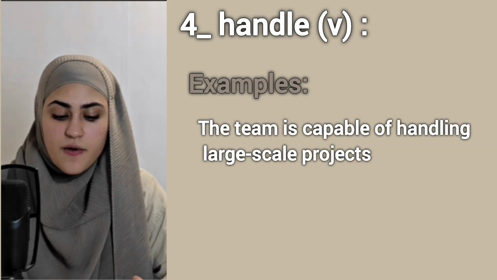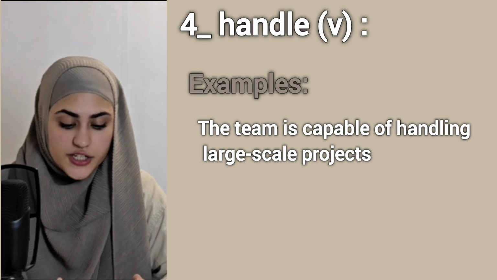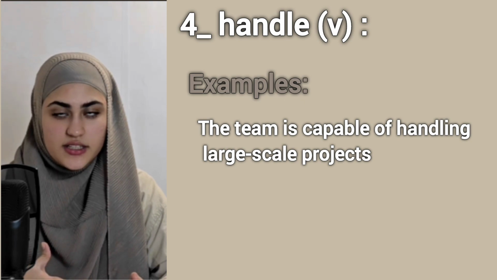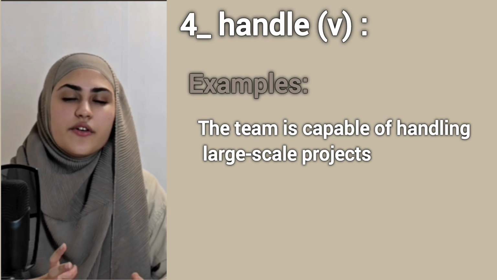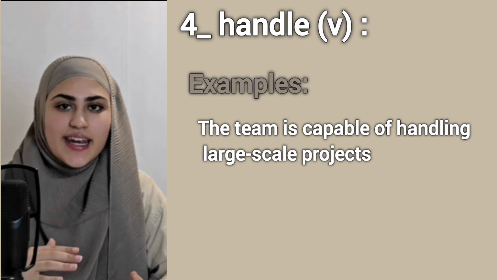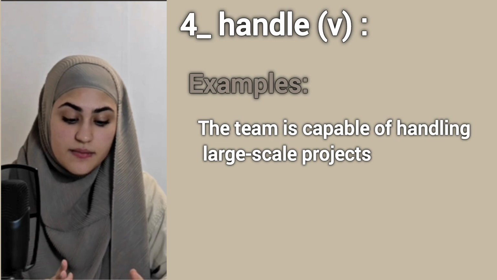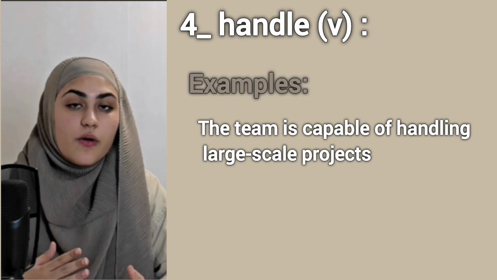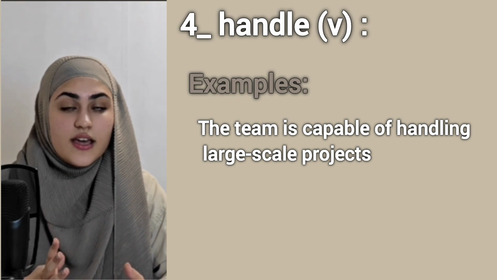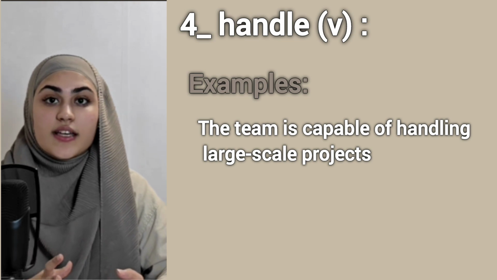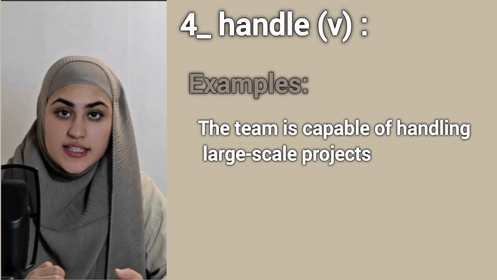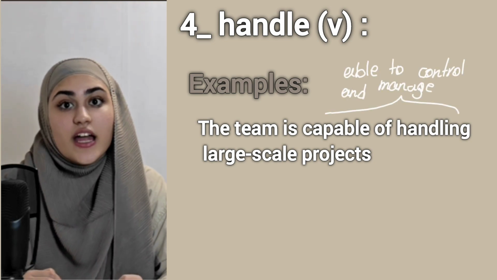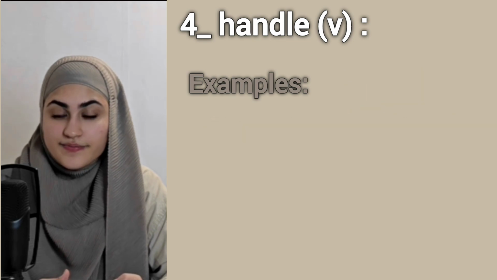The team is capable of handling large-scale projects. The team is capable of handling something, okay? Something big. So when you're capable of doing something, it means that you can do that thing. So here it says the team is capable of handling large-scale projects. That means that the team is able to handle big things and to take control of big things and take responsibility of those things and to fix it and to make it better, and to solve the problems.